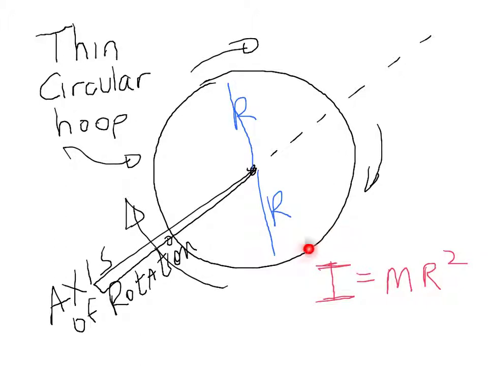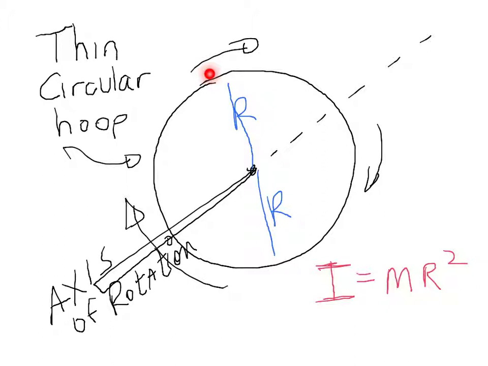Let's look at the moment of inertia, I, for a thin circular hoop. And here we have our thin circular hoop, the center, and this is going to be our axis of rotation. It runs through the circular hoop, kind of like a finger through a ring. So all of the mass is on the circumference here, on the edge of the hoop.